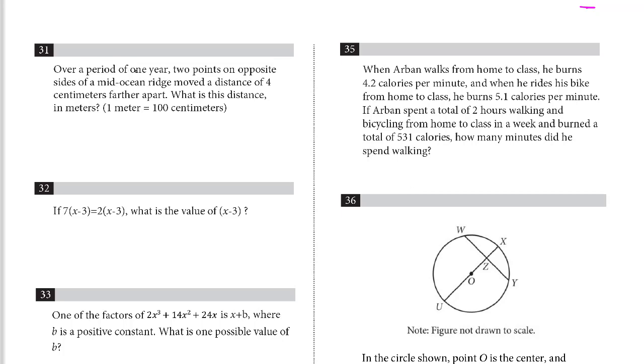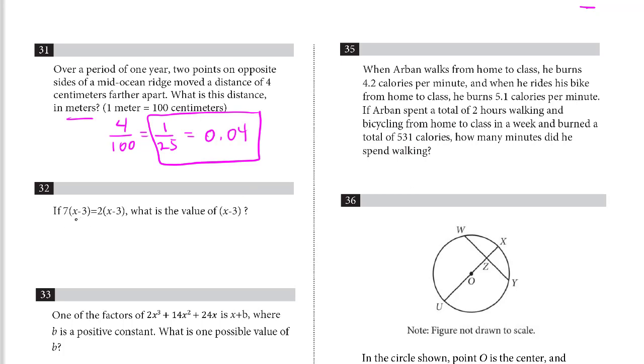31. Over a period of 1 year, 2 points on opposite sides of the mid-ocean ridge move a distance of 4 centimeters further apart. What is this distance in meters? Well, 4 centimeters is going to be 4/100ths of a meter, which, simplifying that fraction, is 1/25 meters in distance, or in decimal, it's 0.04. Either answer would be correct on the grid-in portion of the exam.